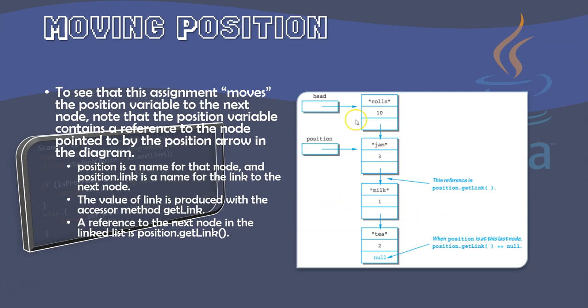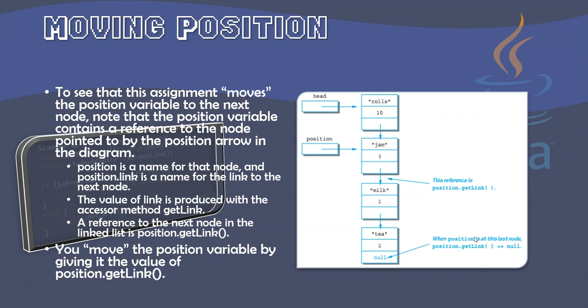So again, just traversing this, and of course when we get to the last node, you'll see that it's set to null. When we want to move to the next item in the list, we simply use position.getLink, and getLink will simply look at the next reference and pull it in.